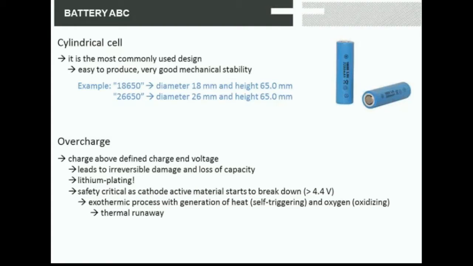Of course, you can overcharge those cells. That's not good. You shouldn't do that. Overcharging means charging above a defined charge voltage. That can lead to irreversible damage of the cell and a loss of capacity. Of course, this can be safety critical because the cathode active material starts to break down above 4.4 volts per cell. Usually we run this cell up to 4.1 volts to make sure that it's in a safe condition and for maximum increase of lifetime.